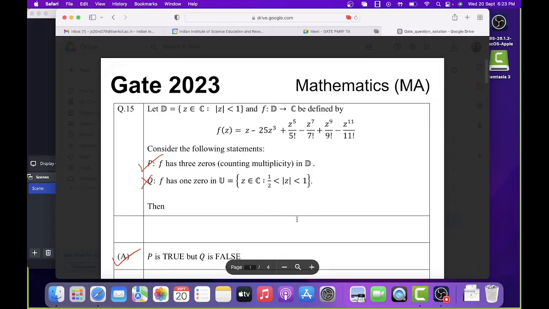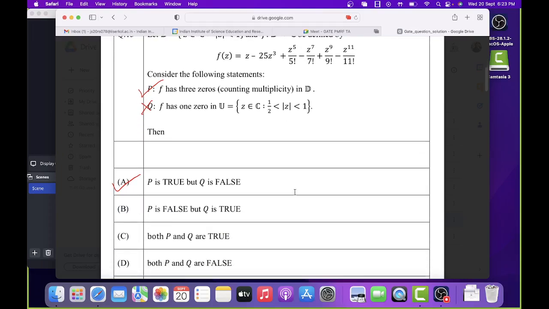So today we'll solve this GATE 2023 question from complex analysis. It is question number 50. It is saying that let D be the unit disk and f is a function from the unit disk to the complex plane. The function is given by this, and two options are given: that f has 3 zeros in the unit disk, and f has 1 zero in this annulus from half to 1. You have to say which options are correct.